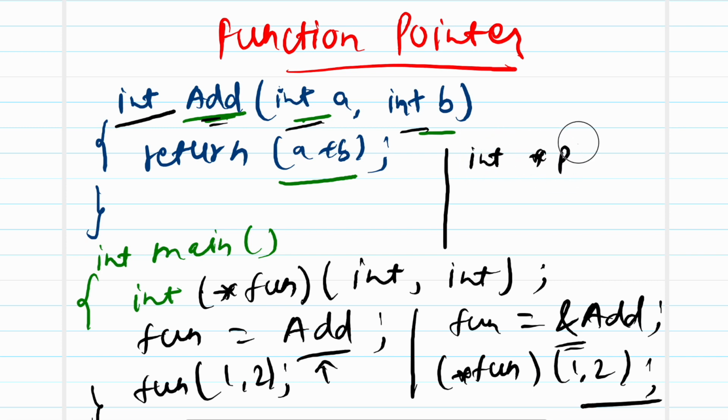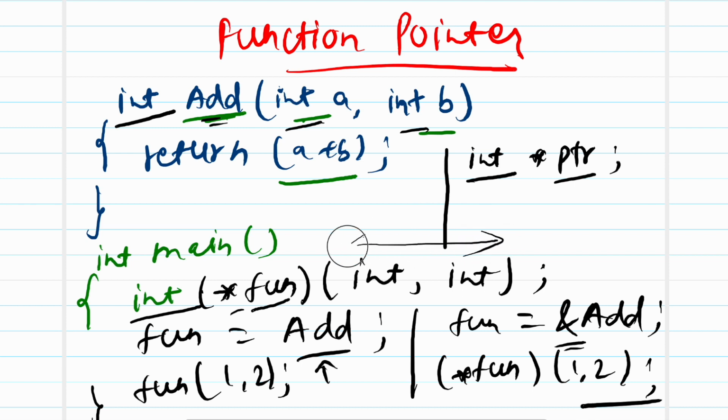In a variable pointer also what we do, we take the data type. Here also we took the data type. We declare a pointer. Here also I have declared a pointer with a star operator. And extra what we have to do, we have to just mention these argument data types. What are the argument data types it is going to take?